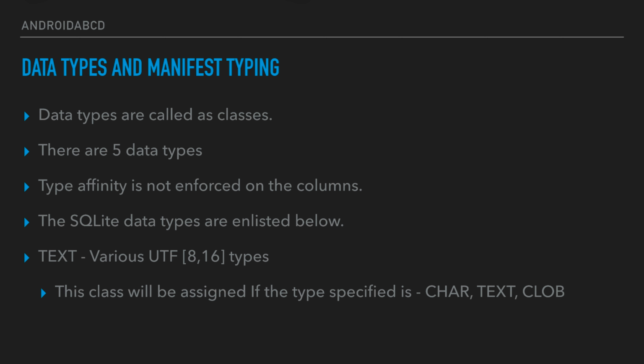The SQLite data types are listed below, the first being text. It accepts various UTF-8 and UTF-16 types. Once you choose the class as text, you can enter character data types, text, and CLOB. So what is CLOB? A CLOB is a data type used by various database management systems like Oracle and Db2 and other popular SQL engines. CLOB is character large object, which can hold up to 4 GB of characters. The CLOB data type is similar to BLOB, but it includes only character encoding.